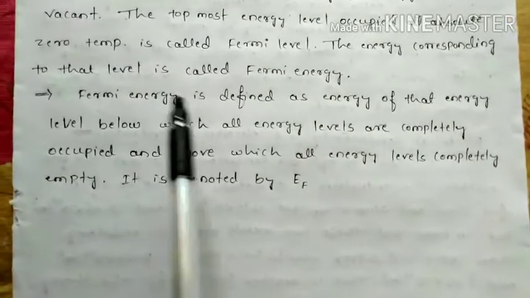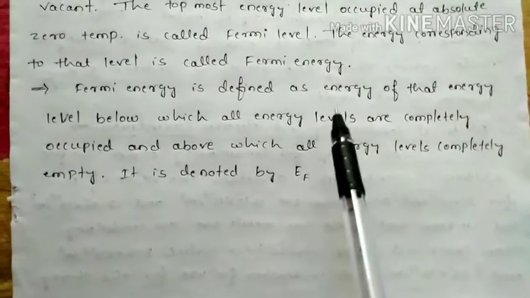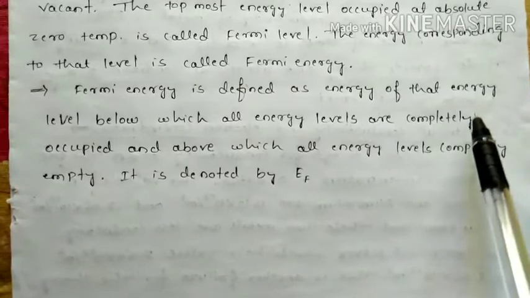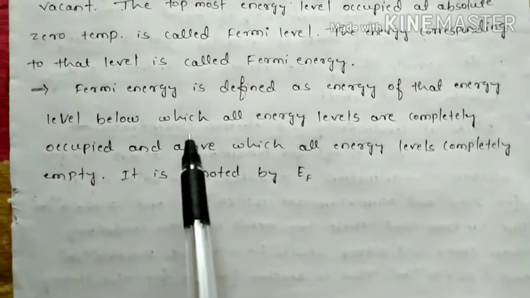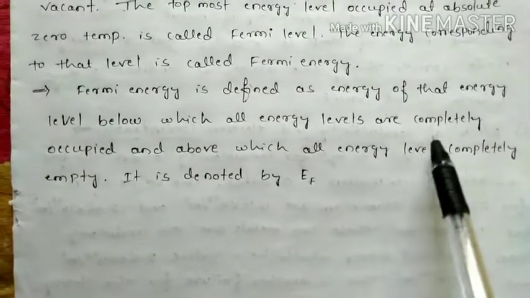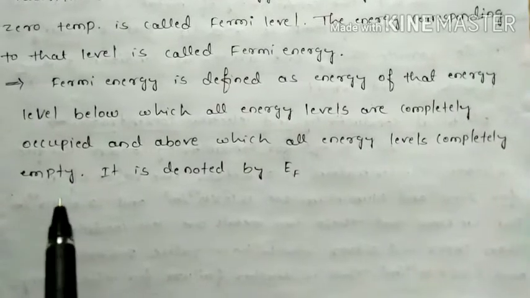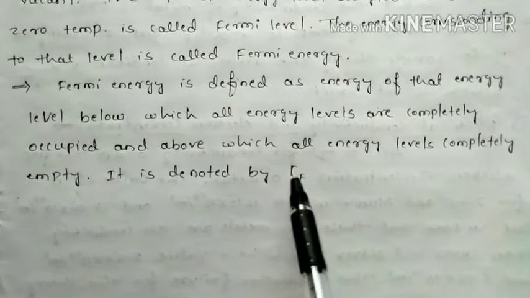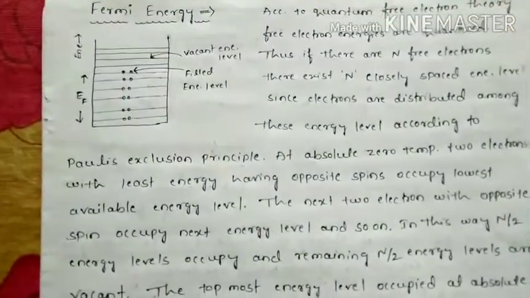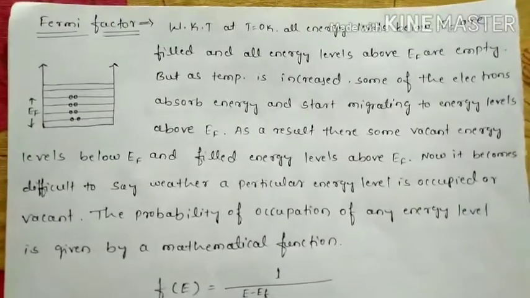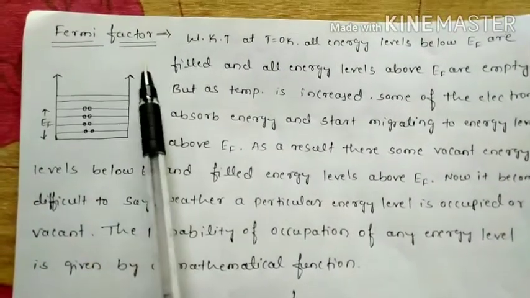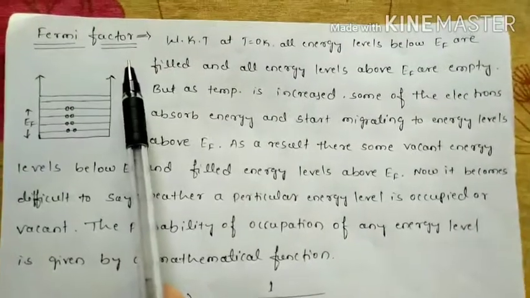The Fermi energy is defined as the energy of that energy level below which all energy levels are completely occupied and above which all energy levels are completely empty, and it is denoted by EF. So this is about the Fermi energy concept. Now we will go for the Fermi factor concept, which is again dependent on the Fermi energy.